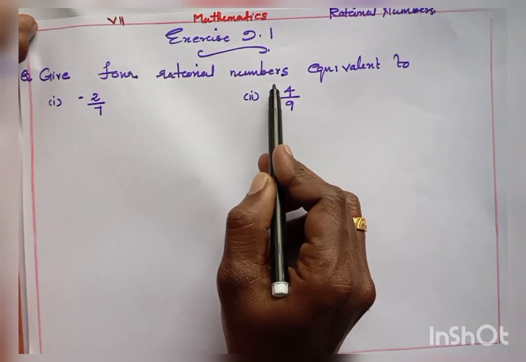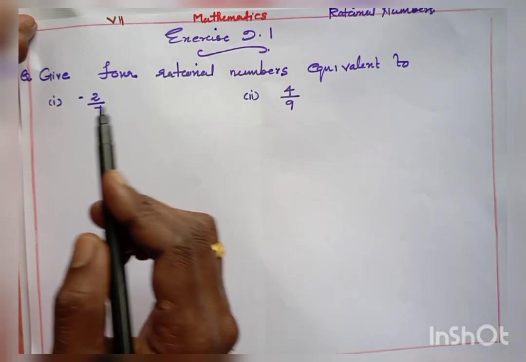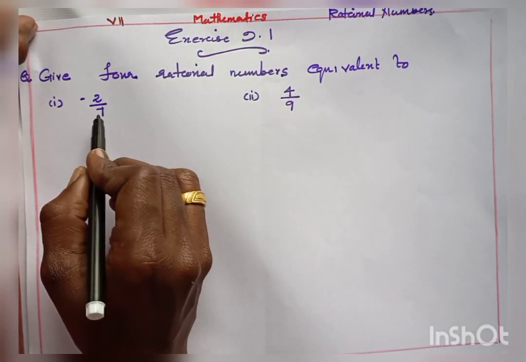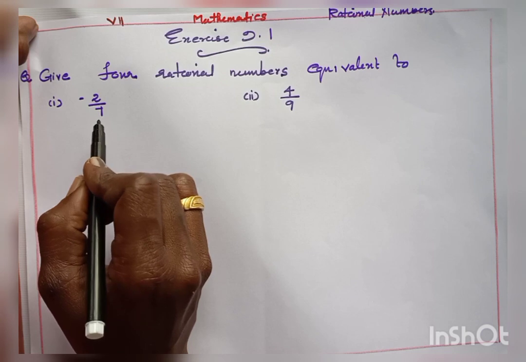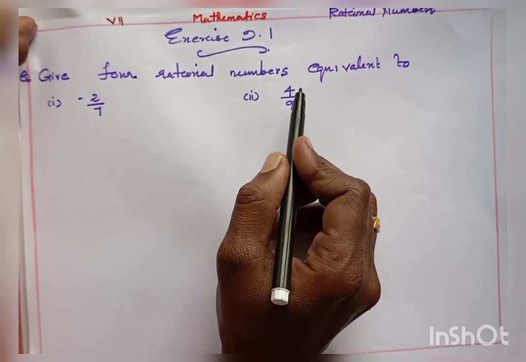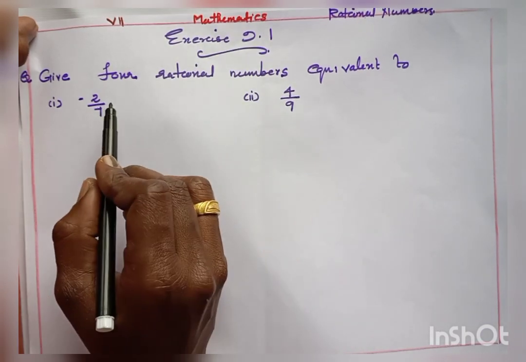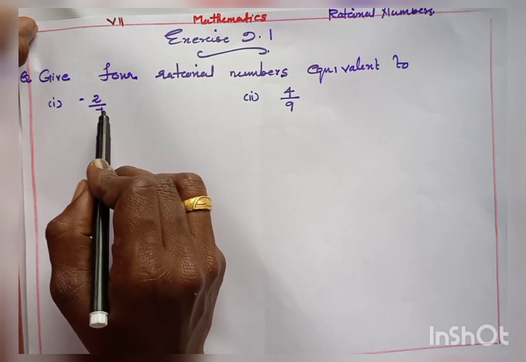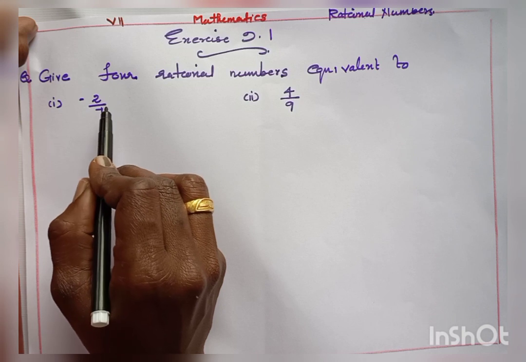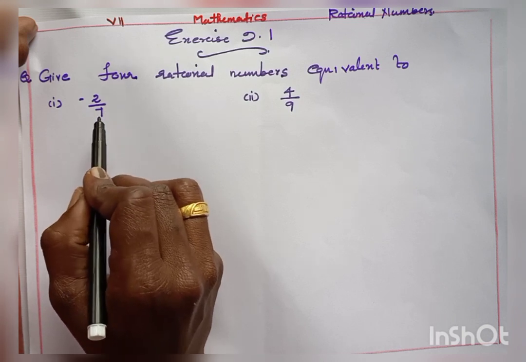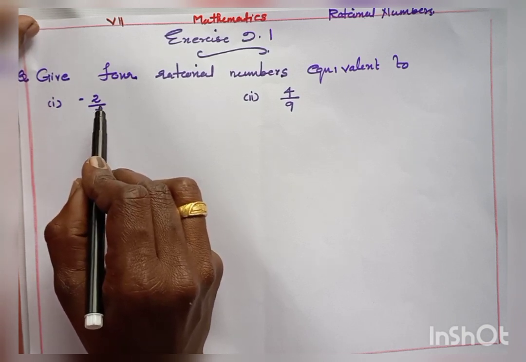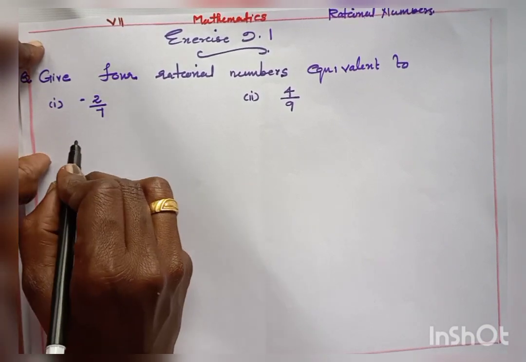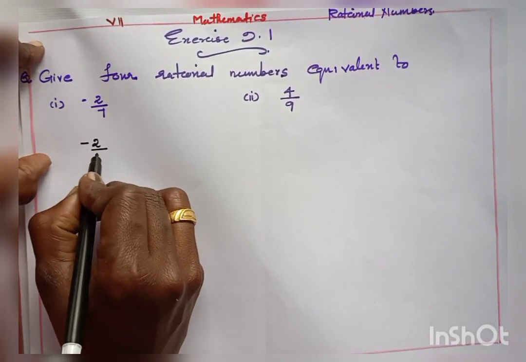Give 4 rational numbers equivalent to minus 2 by 7. We know we can form an equivalent rational number by multiplying or dividing both the numerator and denominator by any non-zero integer. Here the given number is minus 2 by 7.